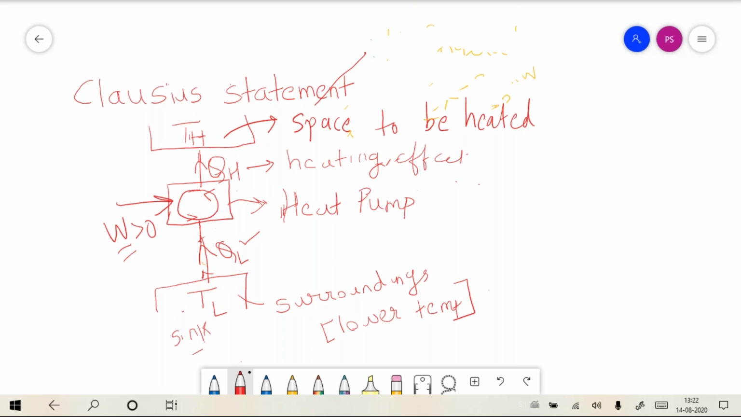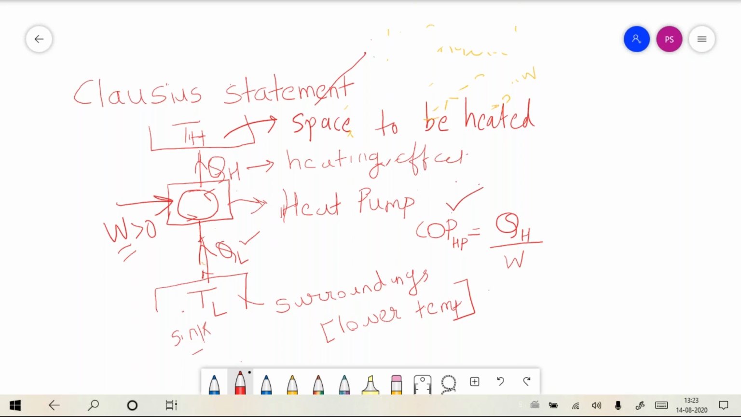Now, how do you assess the performance of this heat pump? The performance of the heat pump is given by the COP. COP of the heat pump, HP, I will use HP for heat pump, is equal to the desired effect. The desired effect is the heating effect. So what is the heating effect? The heating effect is not QL now. The heating effect is QH. And for achieving this heating effect, according to Clausius, we need to supply certain work. And that ratio comes as COP. The coefficient of performance of the heat pump then is the ratio of the heating effect to the work input to the machine.